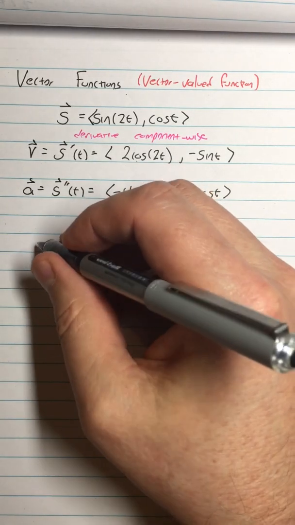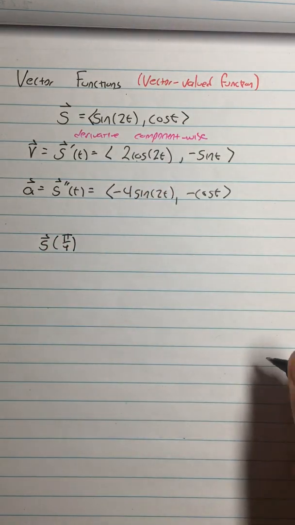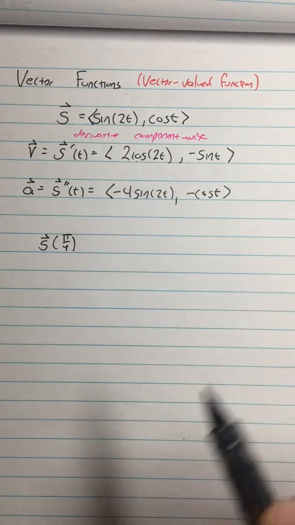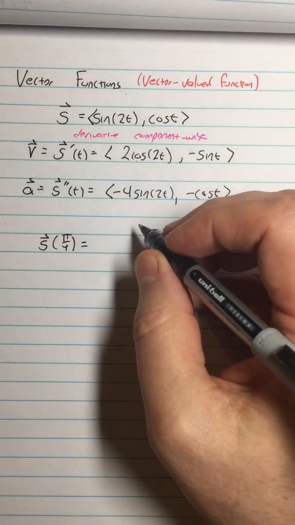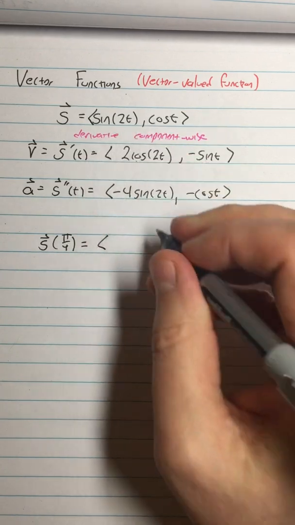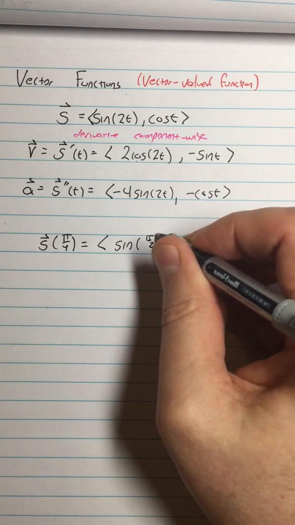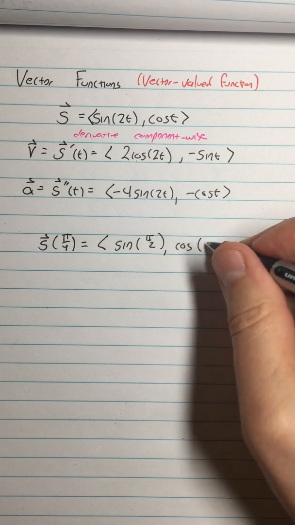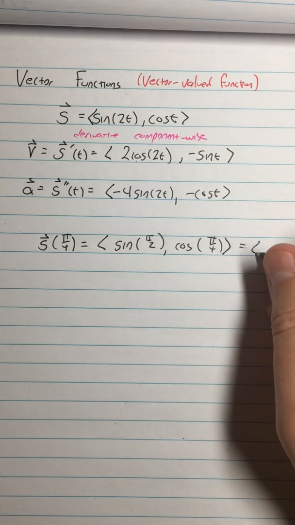So let's look at what s of pi over 4 would be. I'm just picking pi over 4 as a time. And I've also remembered to switch my calculator back to radians, by the way, because I'm using radians now. You just have to be aware of what you're using when. So my position at pi over 4, since I'm doing sine of 2t, cosine of t, it's just going to be sine of pi over 2, cosine of pi over 4. And of course I could call those 1 and square root 2 over 2, but I want to look at sort of the graphs.